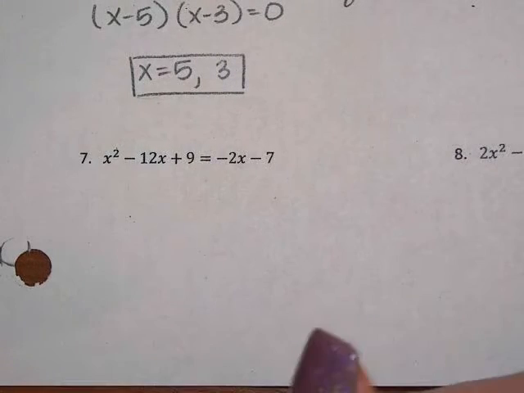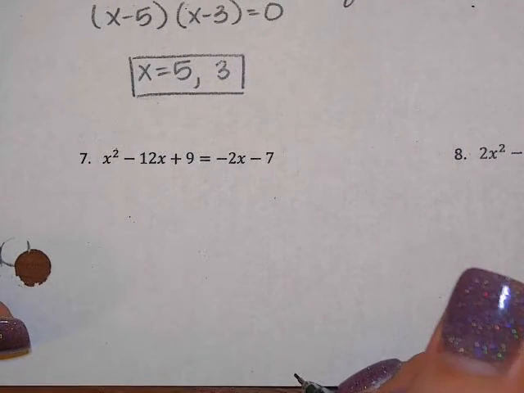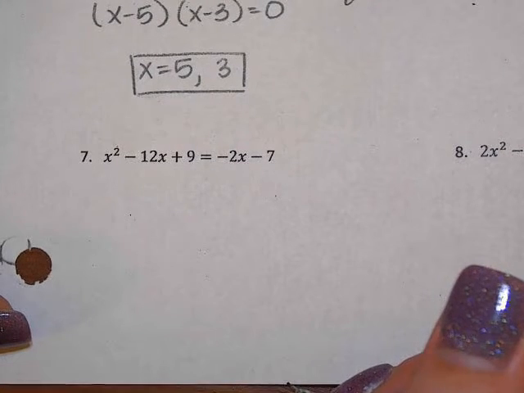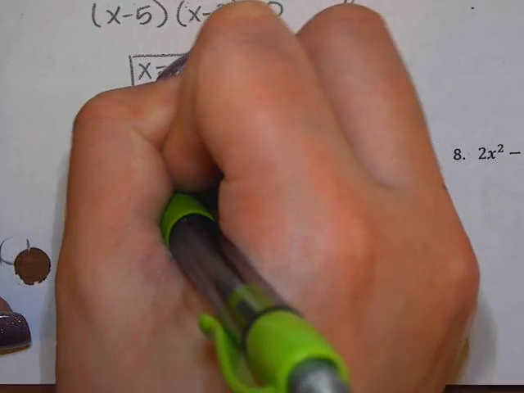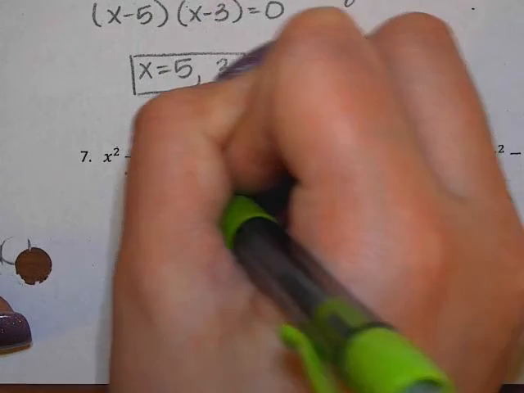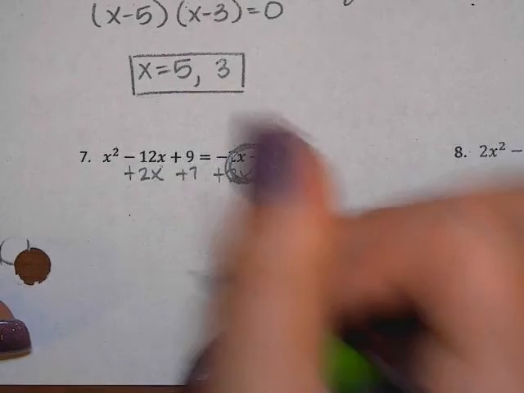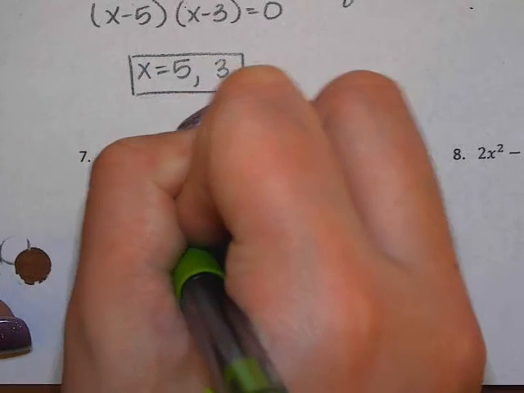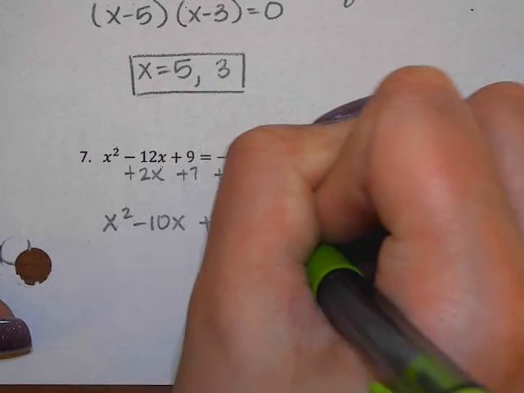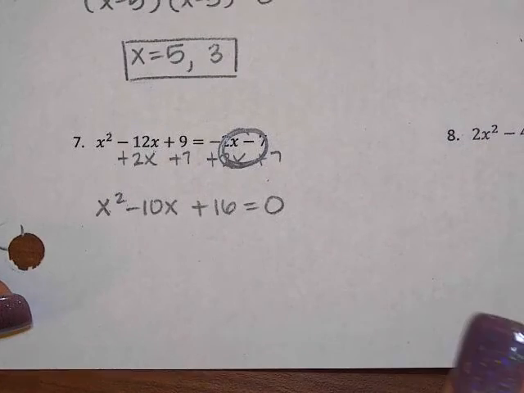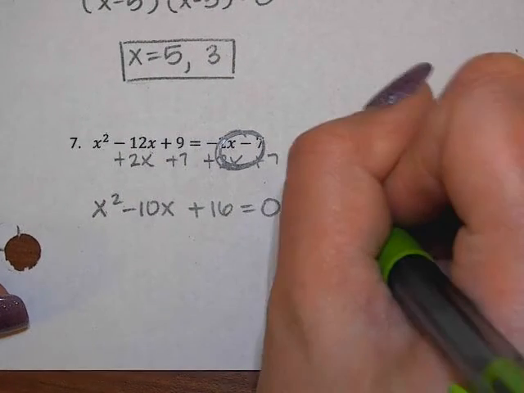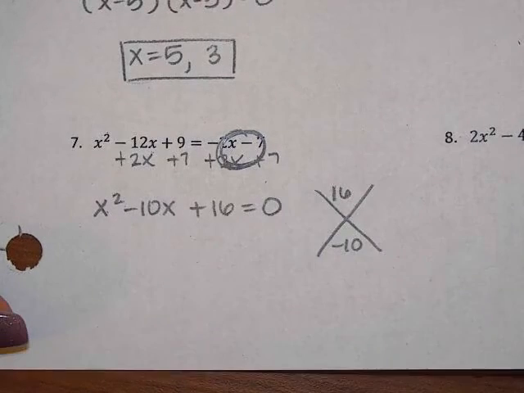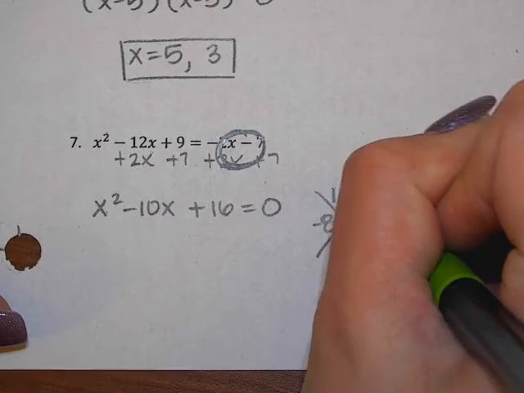Yeah. All right. So what should we do for number 7? Add the 2x. Okay. And then what else should I do? Add the 7. Okay. So x squared minus 10x plus 16 equals 0. Negative 8, negative 2.